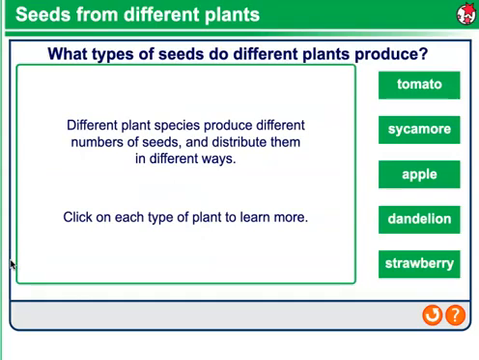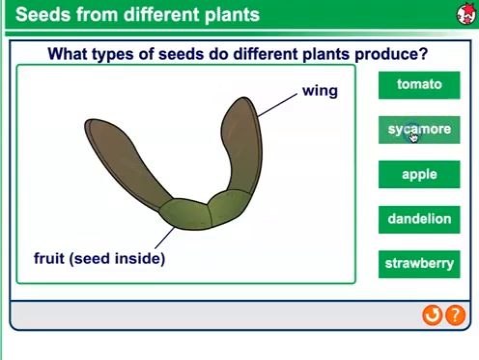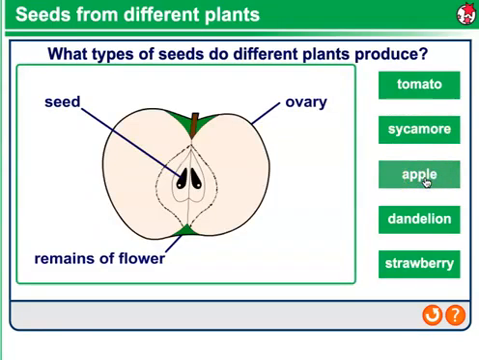Seeds from different plants. What types of seeds do different plants produce? Different plant species produce different numbers of seeds and distribute them in different ways. The tomato plant produces seeds inside of the tomato. The sycamore tree produces a fruit with a seed on the inside, along with wings for dispersal.